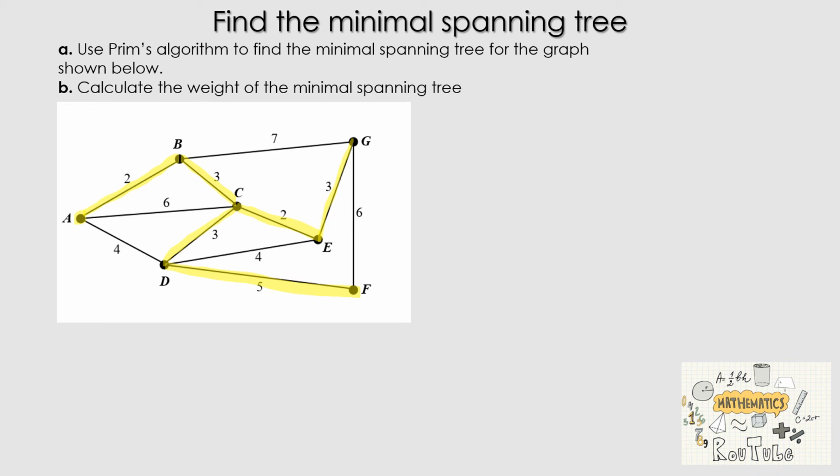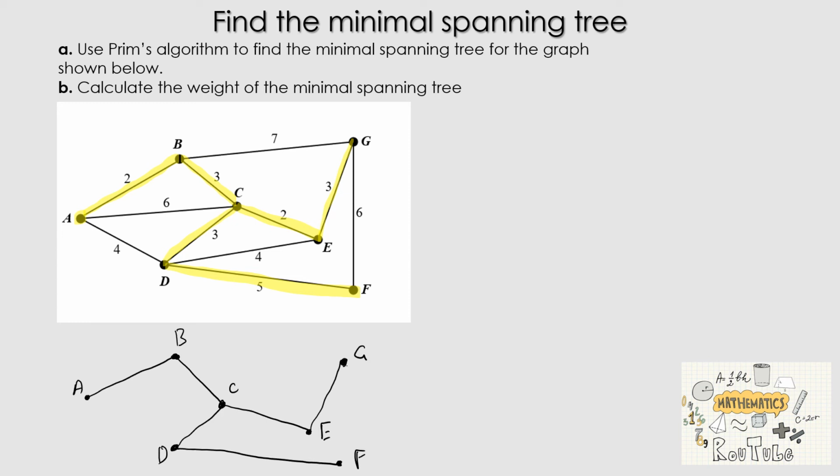minimal spanning tree on its own. So there we have our minimal spanning tree drawn, which is part A. So then now what we can do is part B. We're now going to calculate the weight of the minimal spanning tree. So let's just include the weights. We've got 2, then 3, then 3 here, 2, 3, and then 5. We're just going to add up all of those values together, and that is going to give us the actual weight of the minimal spanning tree.